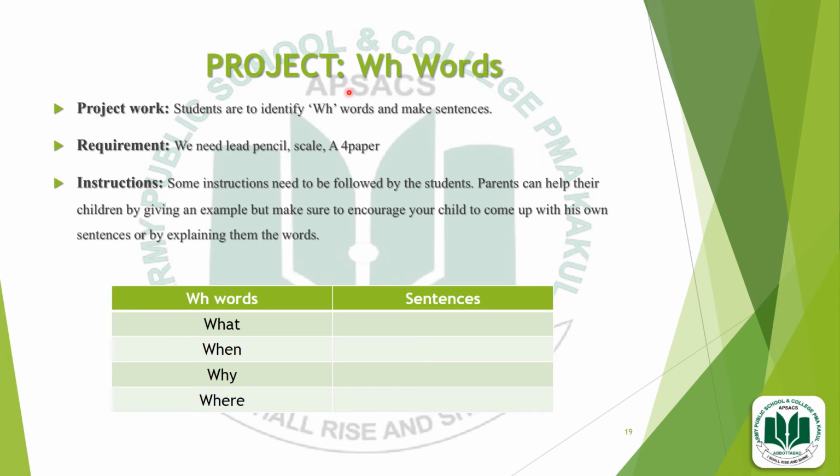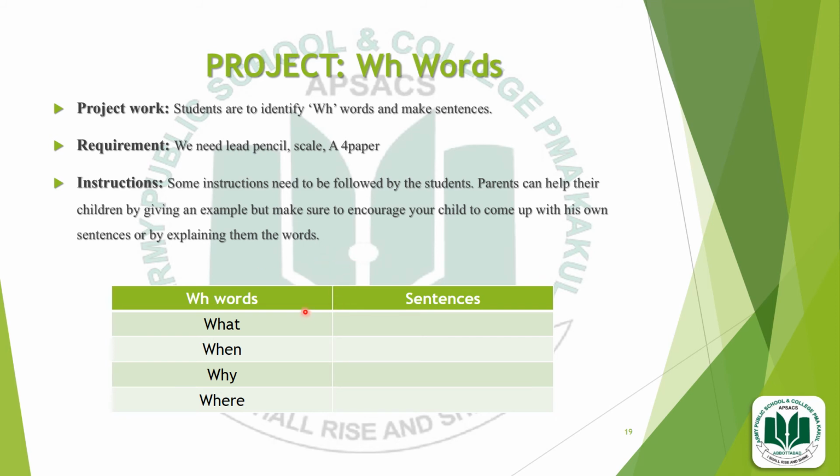Now kids, here I have a project for you, that is WH words. As you know, WH words are what, when, why, where. You have to identify WH words and you have to make sentences. For the project, we will need lead pencil, scale, A4 paper, and there are some instructions which need to be followed by you. Parents can also help their children by giving an example, but make sure kids that you have to come up with your own sentences in which you will explain the words.